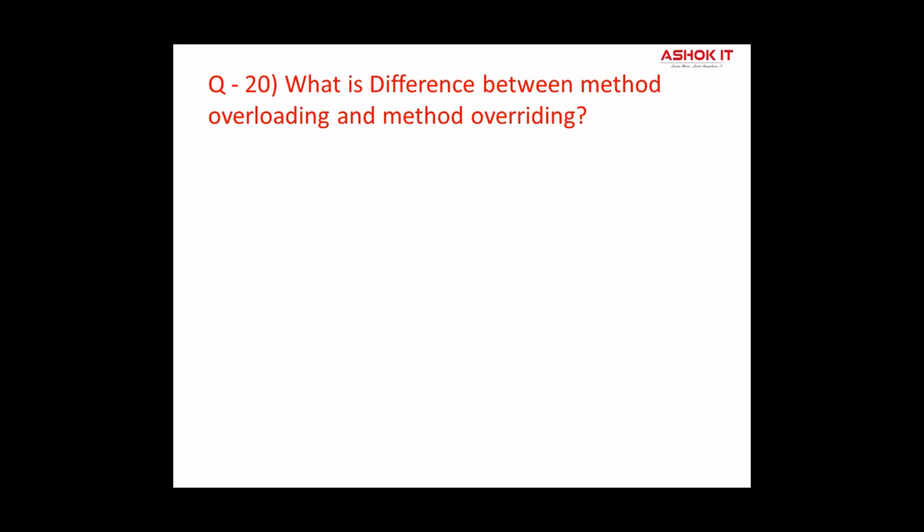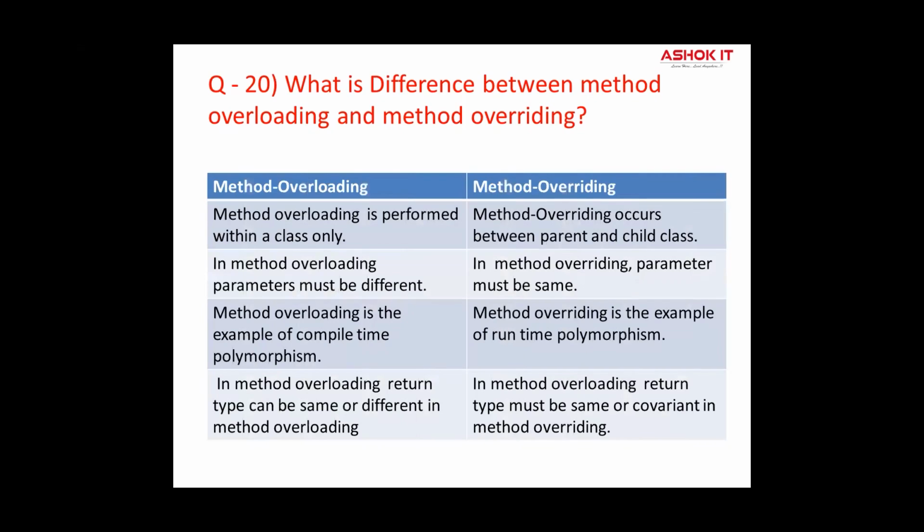Question number 20. What is the difference between method overloading and method overriding? Method overloading is performed within a class only. Method overriding occurs between parent and child class. In method overloading, parameters must be different, whereas in method overriding, parameters must be the same.